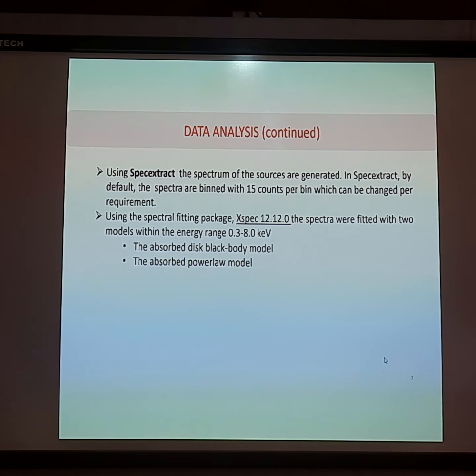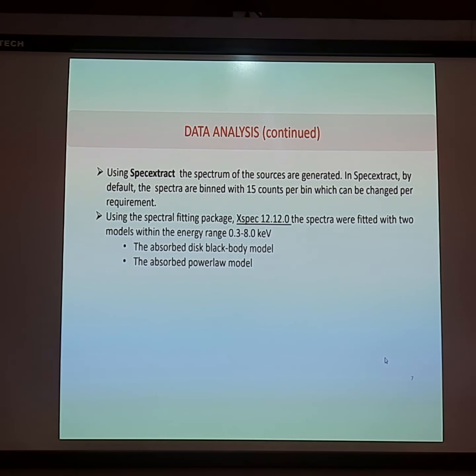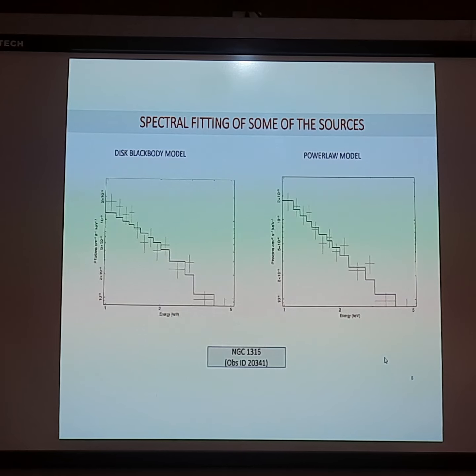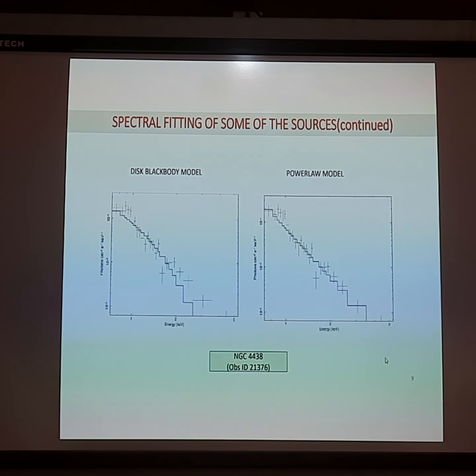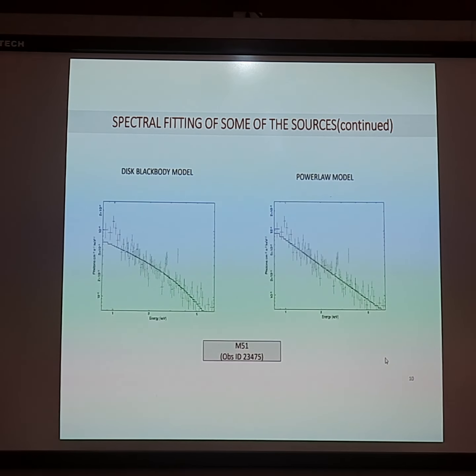With specextract, the spectra of the sources are generated, and using XSPEC, which is a spectral fitting package, I have fitted the spectra with two models, the absorbed disk blackbody model and the absorbed power law model, in the energy range 0.3 to 8 keV. As there are 31 sources, I cannot include all of these spectra, so I have just chosen 3 of the galaxies. These are the spectra of the sources fitted by the disk blackbody model and the power law model.